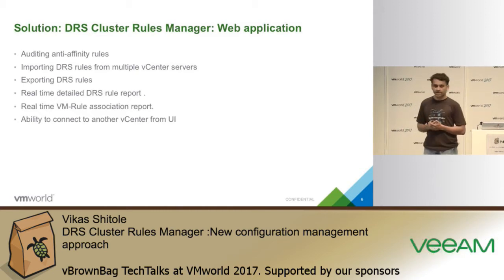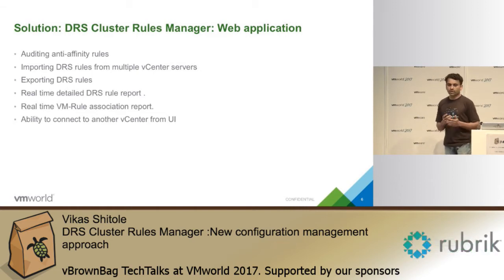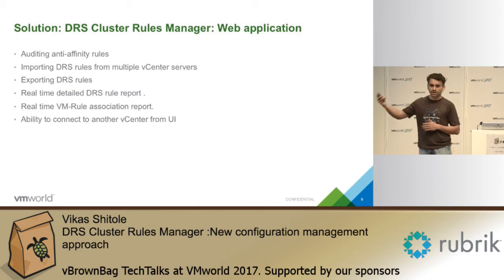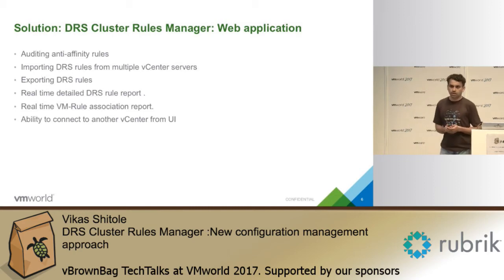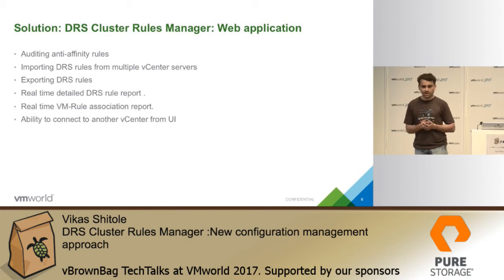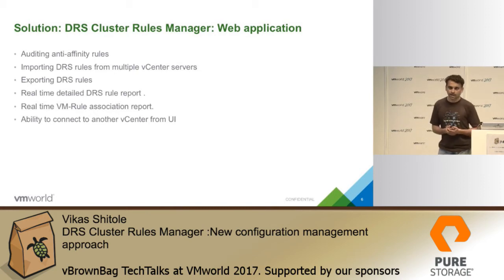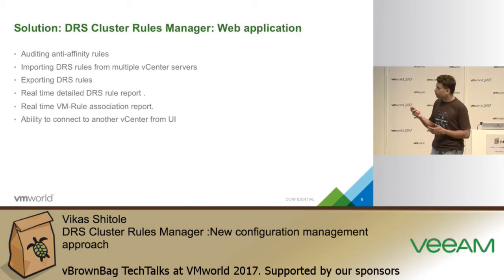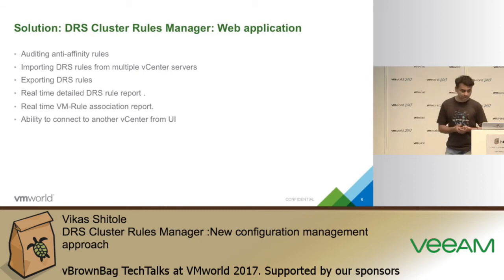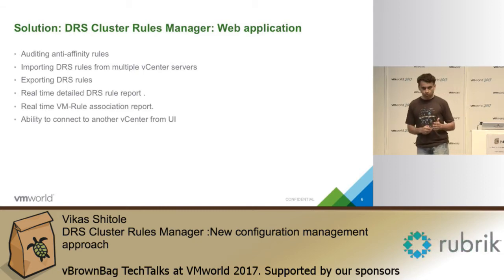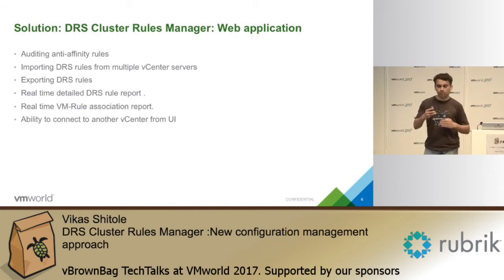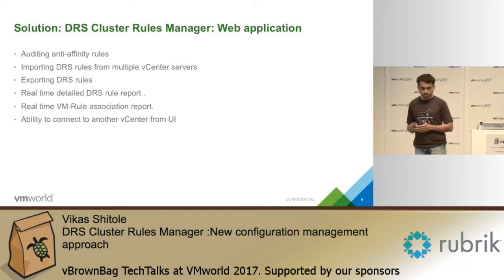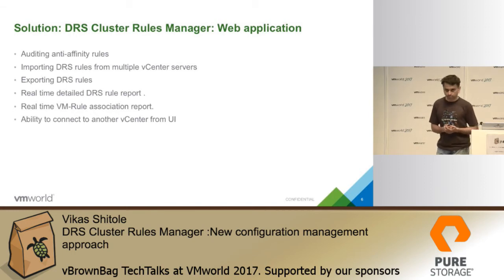The second one is importing DRS rules from multiple vCenters. Whenever you are moving from one vCenter instance to a completely new vCenter, let's say you have 30+ clusters created in the earlier version, and there can possibly be 50+ rules created. It is practically very challenging to recreate those rules on the destination, the new vCenter instance. In this case, we can use importing DRS rules from multiple vCenters, and once we have imported those rules, later in the future when you move your entire inventory to the new vCenter, you can use the next feature, which is exporting.